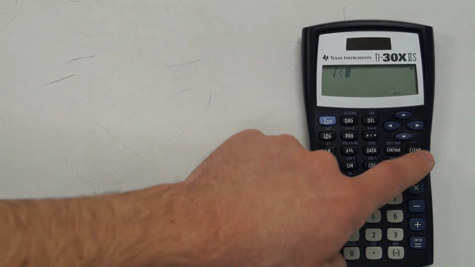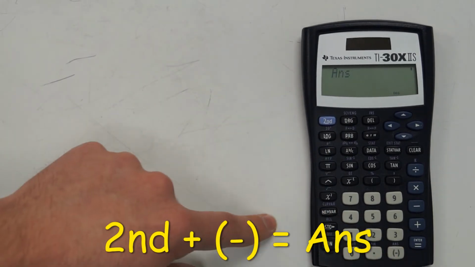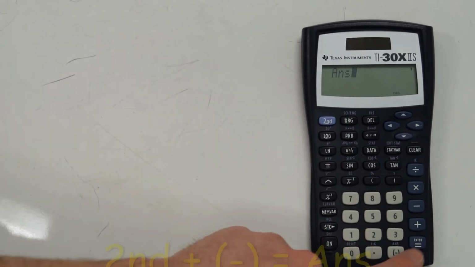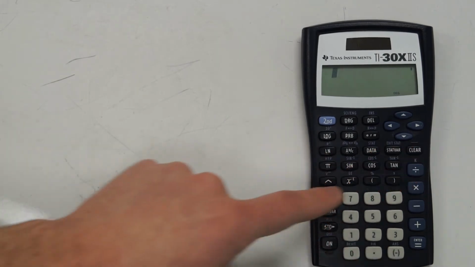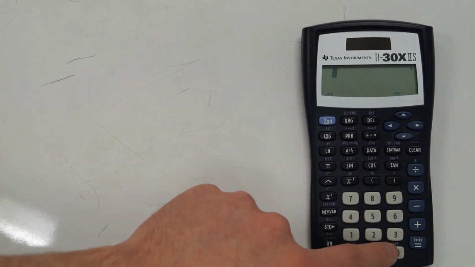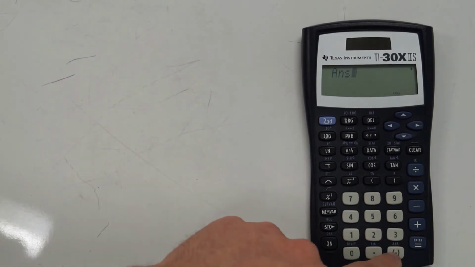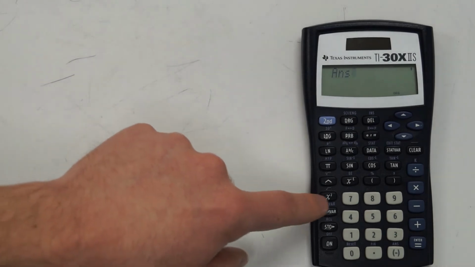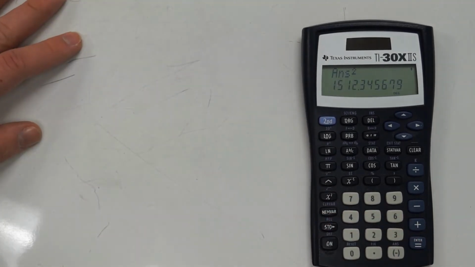In this case you do second and then answer, and that'll be the last thing you calculated, so in this case the whole 38.889. If I want to square that answer, you can just do second answer, which is right above the negative sign, and then square it, and that gives you your answer.